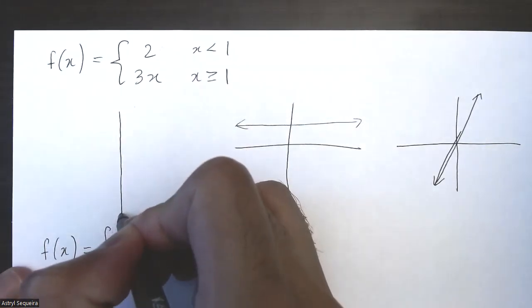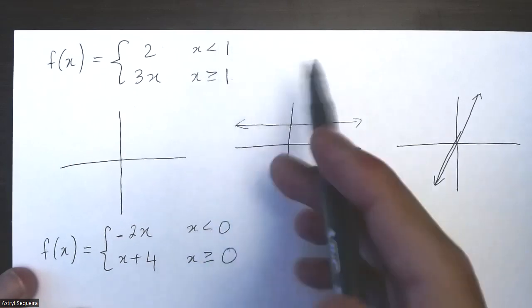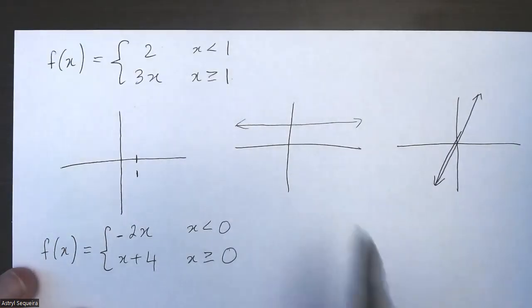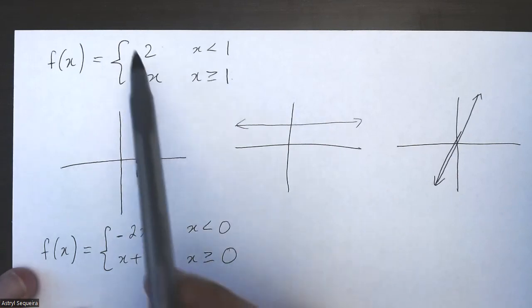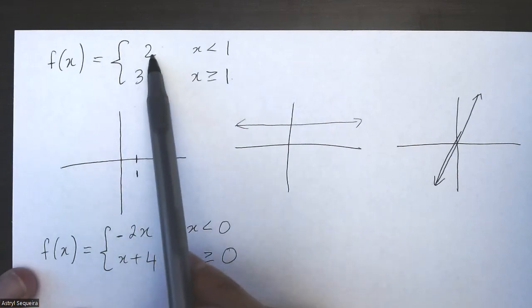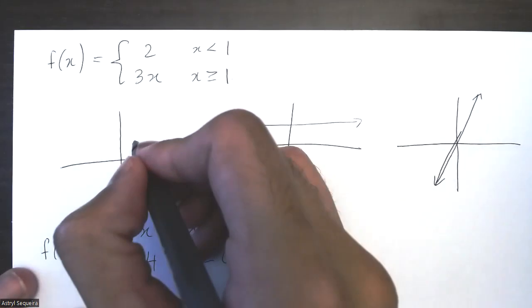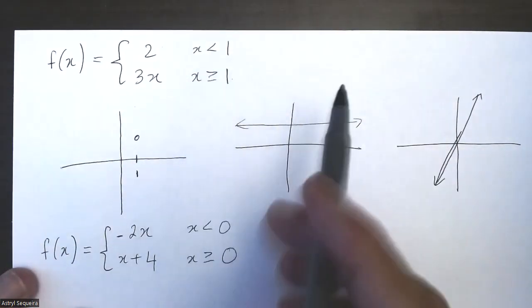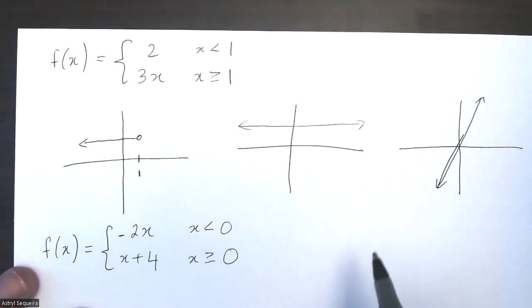So here's the trick. When you start drawing your piecewise function, the first thing you want to do is label the key x point, which is 1 in this case. Then for the first function, x is less than 1, so it's the left side of 1, and the y value is going to be 2 over here because it's 2 on this entire thing. So I'm going to put an empty circle at y equals 2 because there's no equal sign over there. And then it's just a horizontal line going to the left.